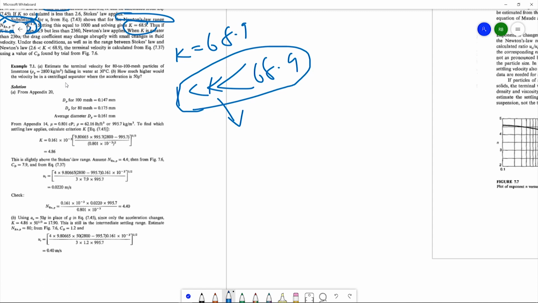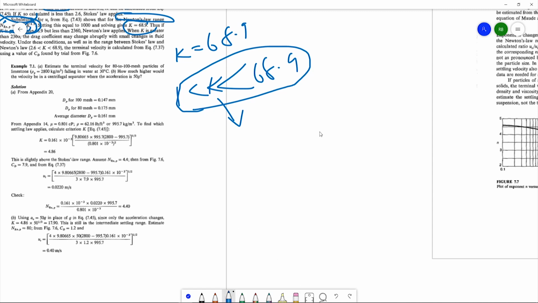So it is the centrifugal field. You have to use the centrifugal equation, with the acceleration of 50 g. So what is the acceleration due to centrifugal force? That is a_e equal to 50 into g, where g is nothing but acceleration due to gravity. Okay, so particle size.